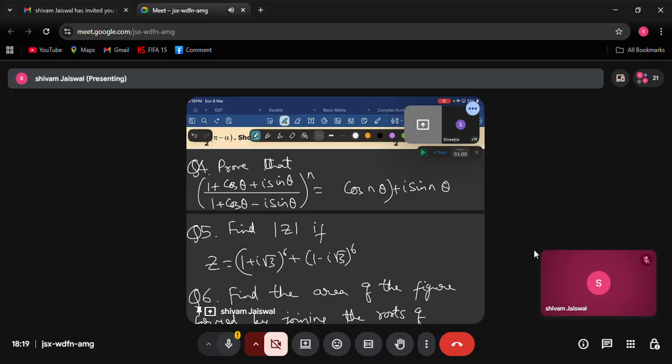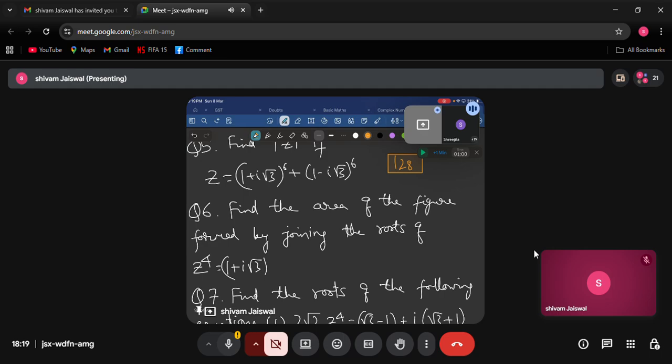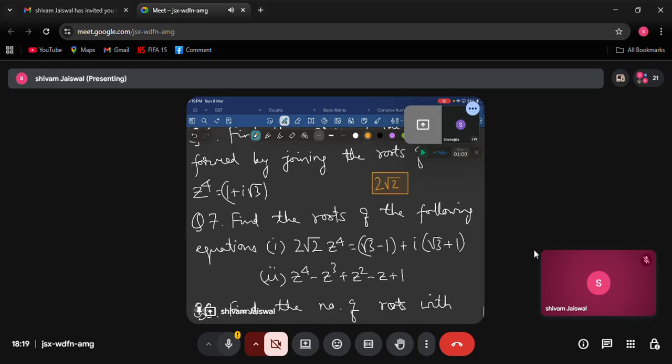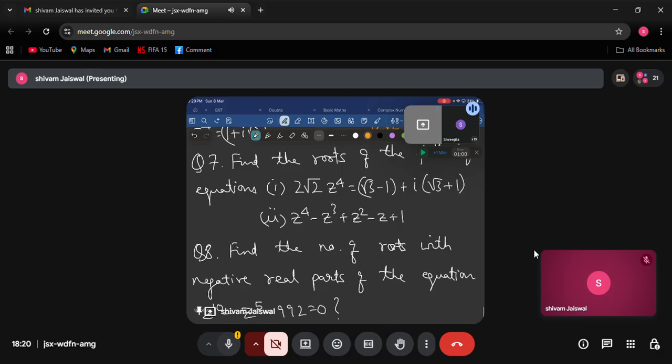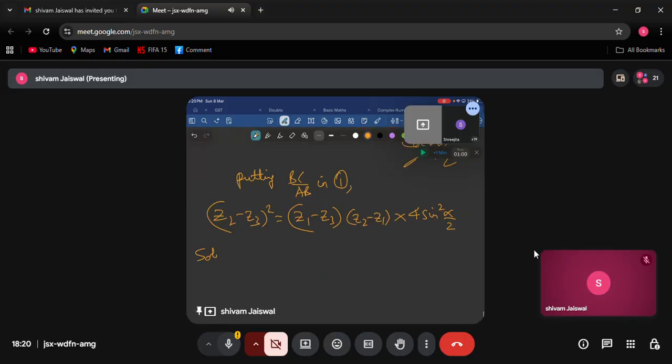Okay. Next, number 5. Number 5, the answer is 128, I guess. Everyone got 128? Tell me. Next, find the area of the figure joined by 2 root 2. Anyone having any doubt? Tell me. 2 root 2. Over here. Next. Number 7. 7 part 1, I'm writing it over here. If there is anyone having any doubt in 7 part 1, tell me.